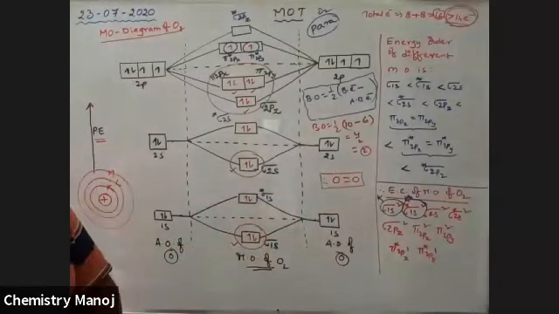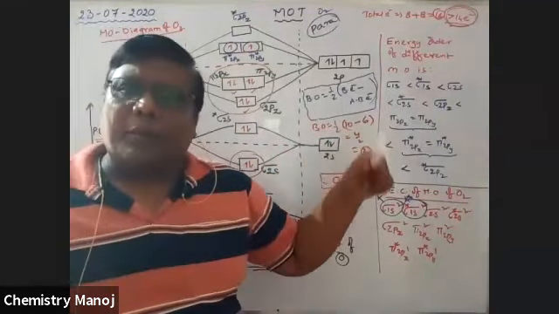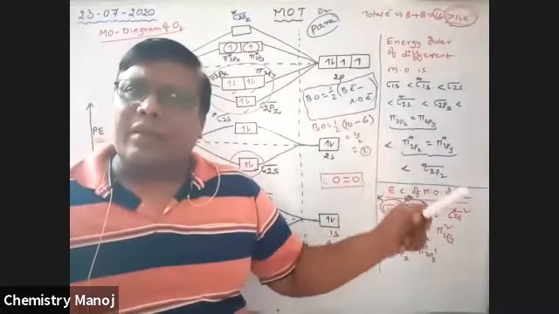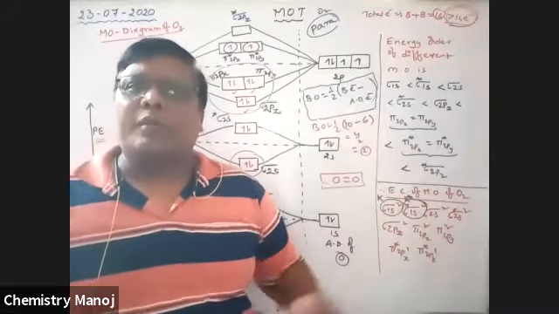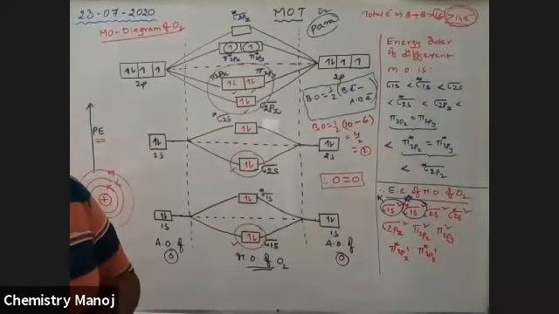How to calculate bond order? Bond order is equal to 1 by 2 times the number of electrons present in the bonding orbitals minus the number of electrons present in the anti-bonding orbitals.